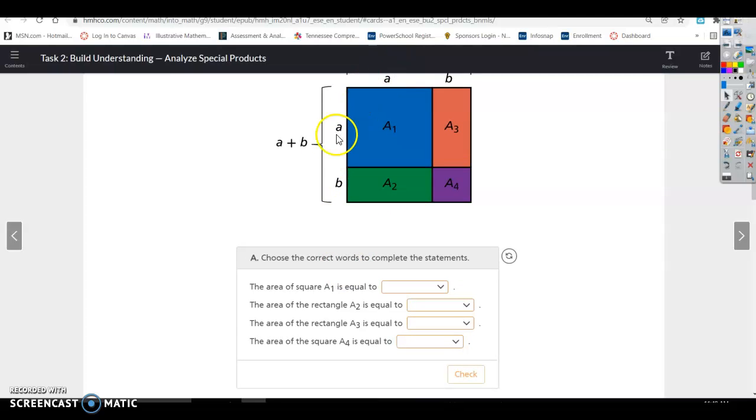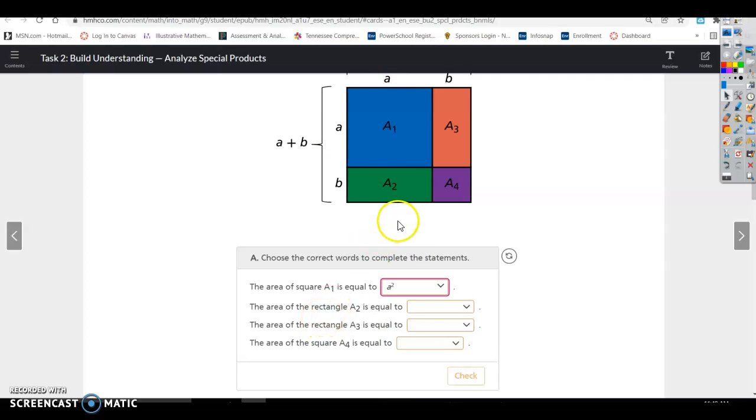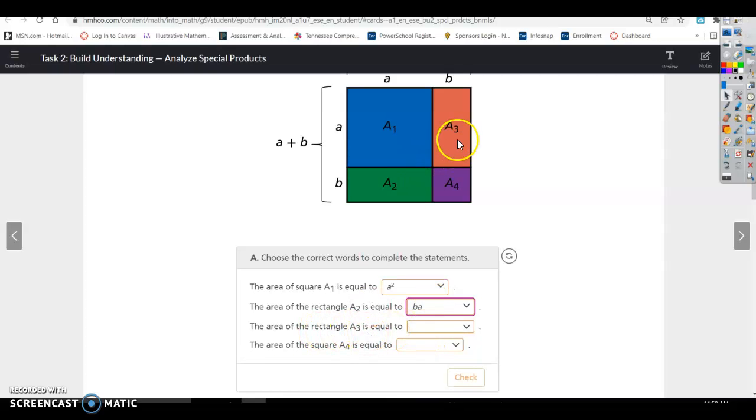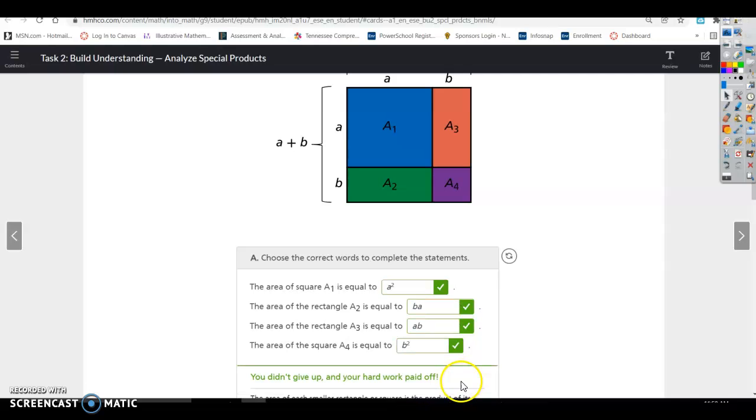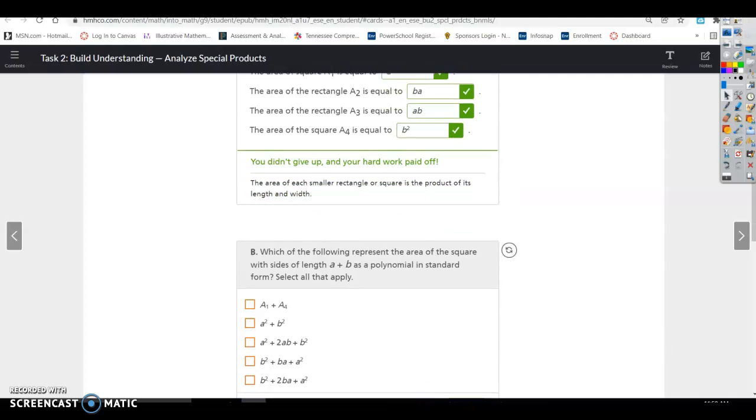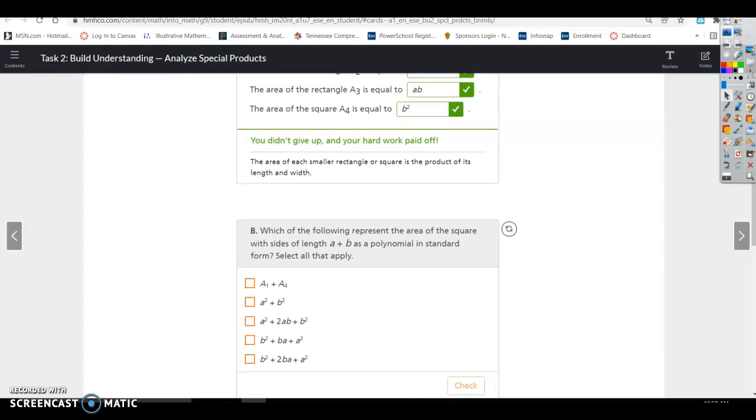Area 1 is a times a, so that's a squared. Area 2 is b times a, or a times b. Area 3 is a times b. And area 4 is b times b, which is b squared. All right, which of the following represents the area of the square with sides of length a plus b as a polynomial in standard form?